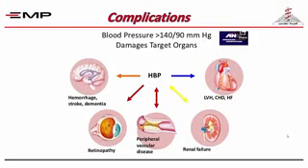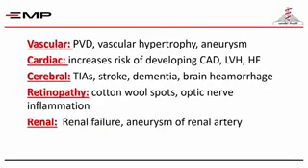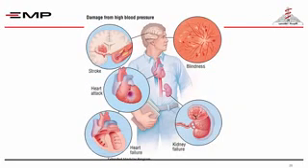As regards complications of systemic hypertension, blood pressure being persistently more than 140/90 damages target organs, causing what is named target organ damage. It causes vascular symptoms in the form of peripheral vascular disease, vascular hypertrophy and aneurysm, increases risk of developing coronary artery disease, LVH and heart failure, causes TIA, stroke, dementia, brain hemorrhage, retinopathy, renal failure and aneurysm of the renal arteries.